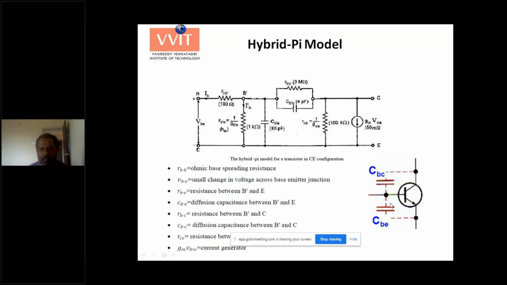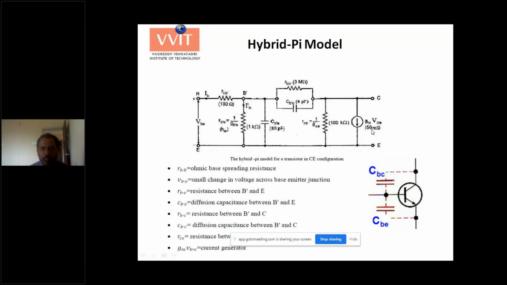Then the input terminals are the base and emitter terminals. There is a resistance appearing between these two terminals. Once we forward bias this, that resistance is called RB'E. Sometimes it is also known as RE, or it is also known as input resistance. Usually its value, for most of the transistors in common emitter mode, will be in between 800 ohms to 1500 ohms. Okay, for this presentation, the typical value is mentioned as 1 kilo ohm.